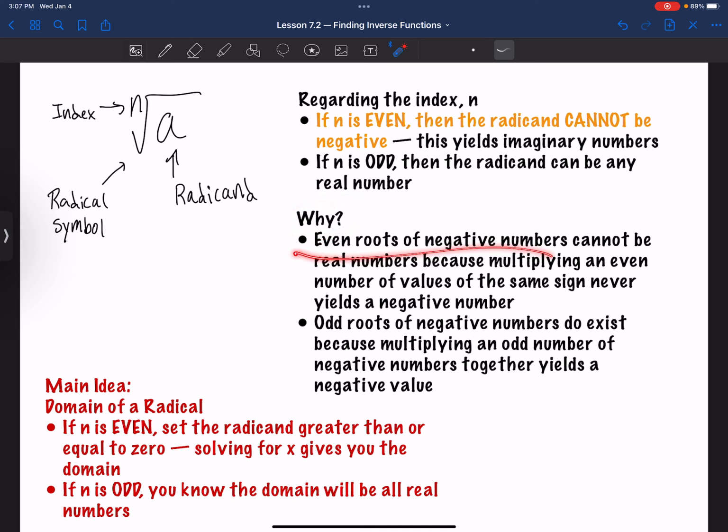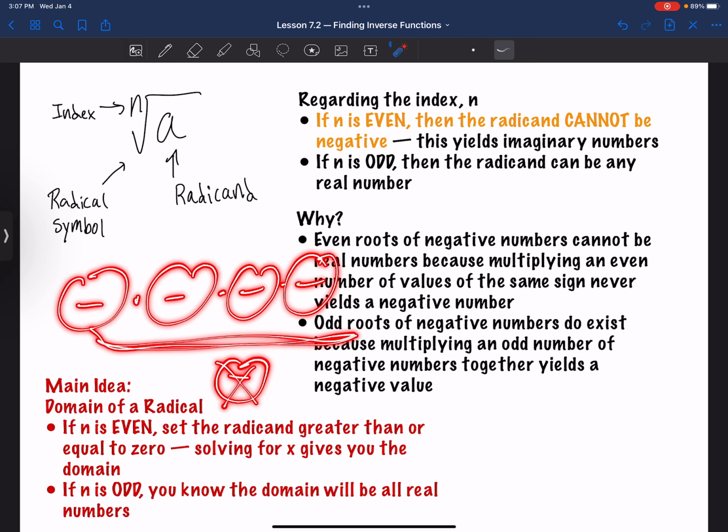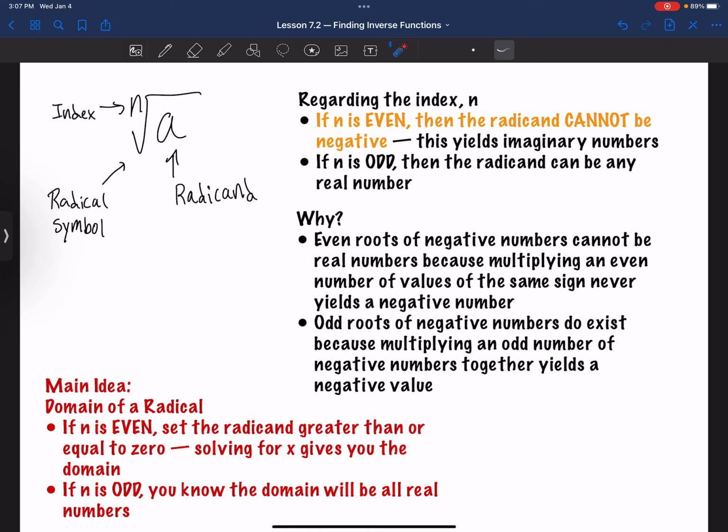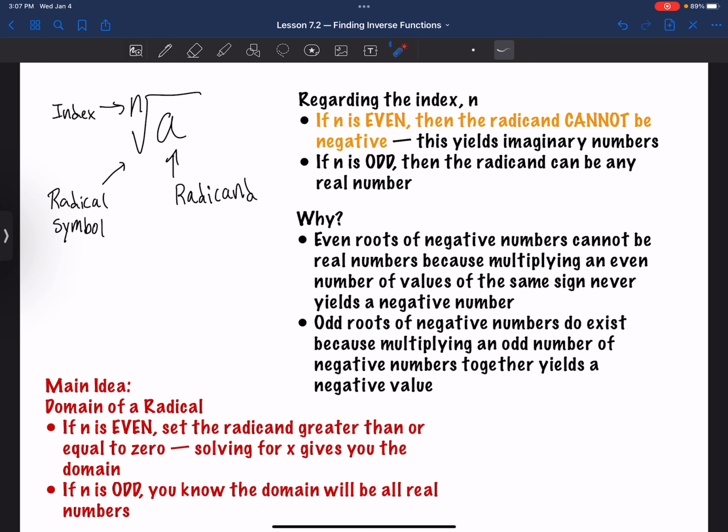I can't have even roots of negative numbers be real numbers because whenever you multiply a negative number an even amount of times, if that's 4 times, that result is never going to be negative, right? It's always going to be positive. With odd roots, though, if I multiply like 3 negatives, that equals a negative. Or if I do 5 negatives, that's equal to a negative, right? And so that's why that's allowed.